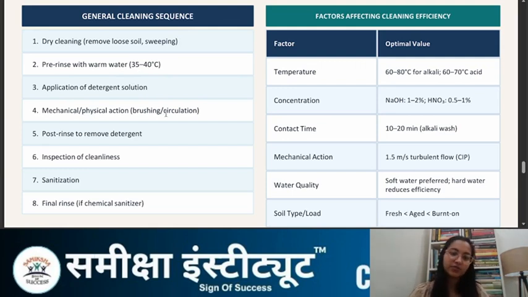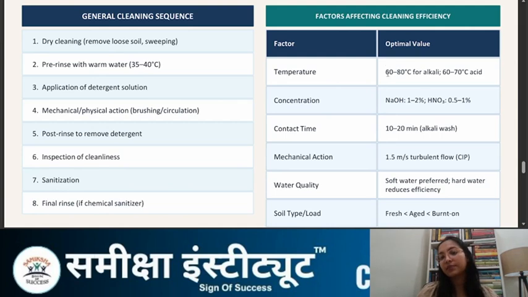Mechanical or physical action should also be there alongside. Then post rinse to remove the remaining detergent. Then we will go for cleanliness inspection. We will check whether the detergent has been removed, whether it has been able to remove the physical agents, the soil, milk soil, the milk stone, all these should be removed. Then we will go for sanitization and remove the microbial load. And then final chemical sanitizer. And then we will finally also go for rinsing and remove all these things.